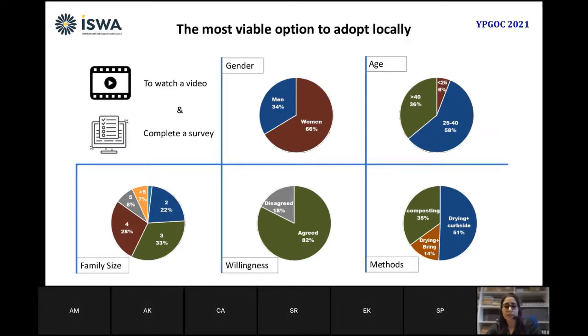Up to 82% were willing to implement one of the two methods, of which 65% chose air drying with a curbside collection of dried organics. Overall, citizens preferred air drying more as it requires less know-how, time, and space. Therefore, the municipality adopted air drying to engage more people and educate people for home composting in the long term. Thank you, everyone.